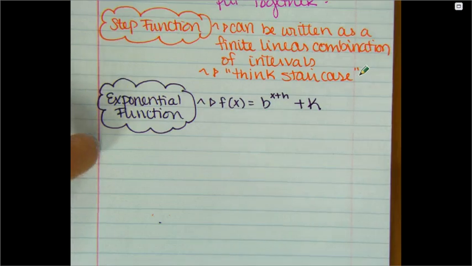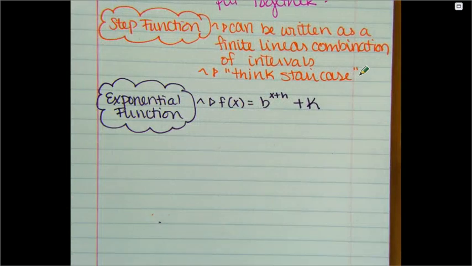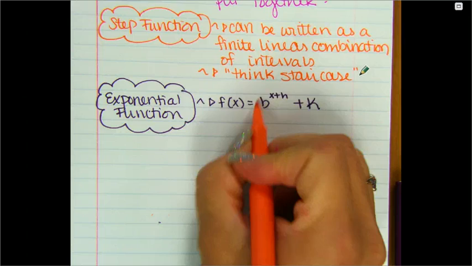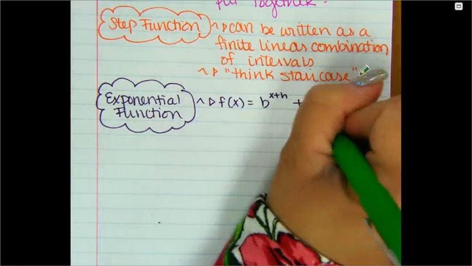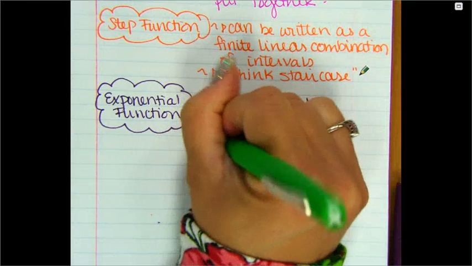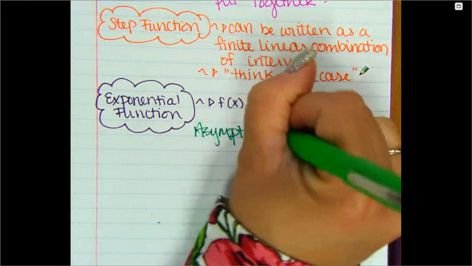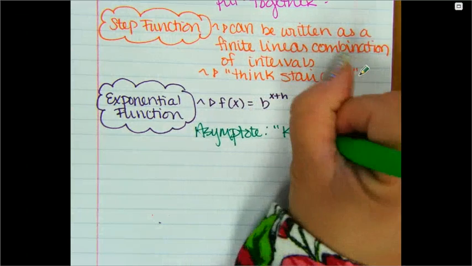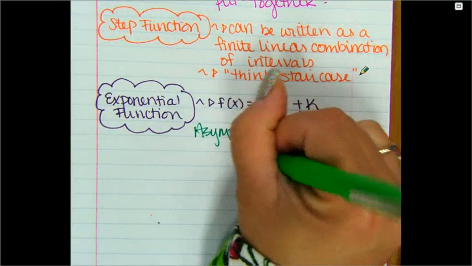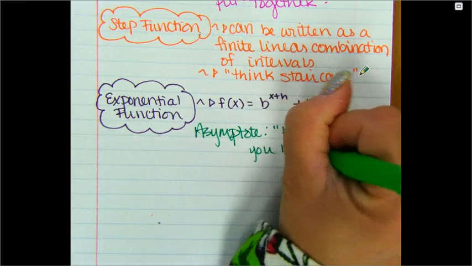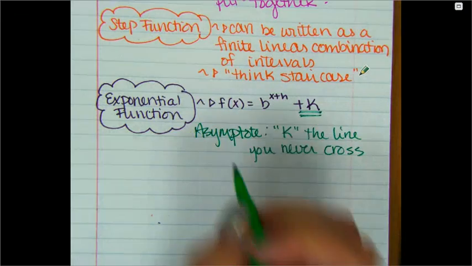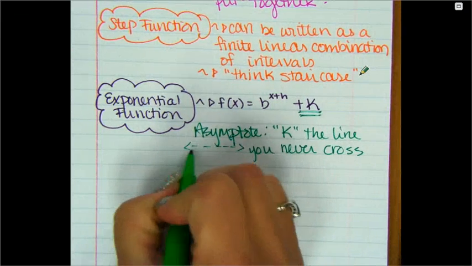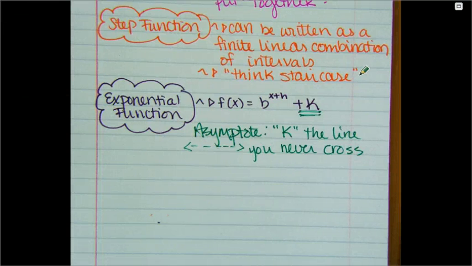All right, so exponential function. We now have h. So h is special. This is still your parent function, right? h and k are going to determine the shift. We just said that k is your asymptote. It's the line you never cross. Can you pass it? Nope. It's always dotted and it's always horizontal. Should it be on your graph? Yep.